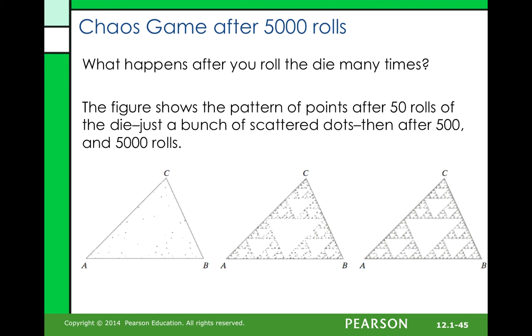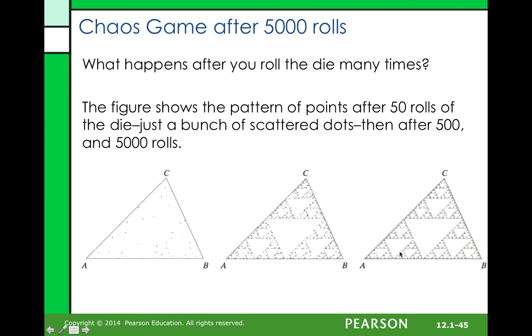If you roll the die thousands of times, millions of times, you get something that looks like this. In the beginning of this process, just after 50 rolls, it just looks like a triangle with some dots inside of it, right? Or like little specks of dust on the screen. But if you start rolling 500, 5,000, maybe even 5 million dice rolls, you will end up with a picture that looks like this.